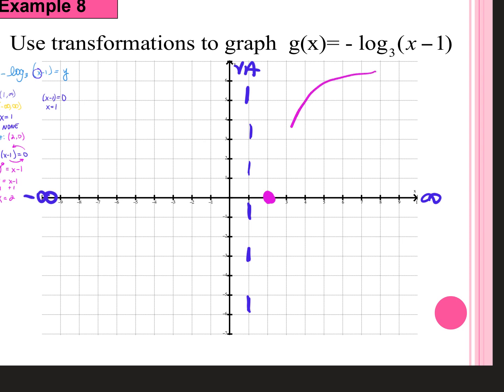But again, I'm not super concerned about the direction. What I'm concerned about is that you have your vertical asymptote in the right spot, your x-intercept's in the right spot, your domain is correct, your range is correct, and that you do not touch the vertical asymptote. All right? Those are the main pieces that you need. Does that make sense?